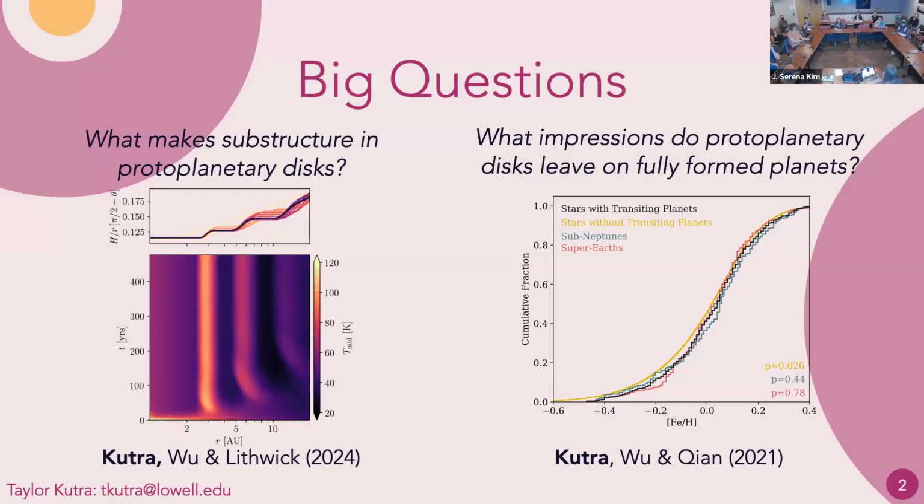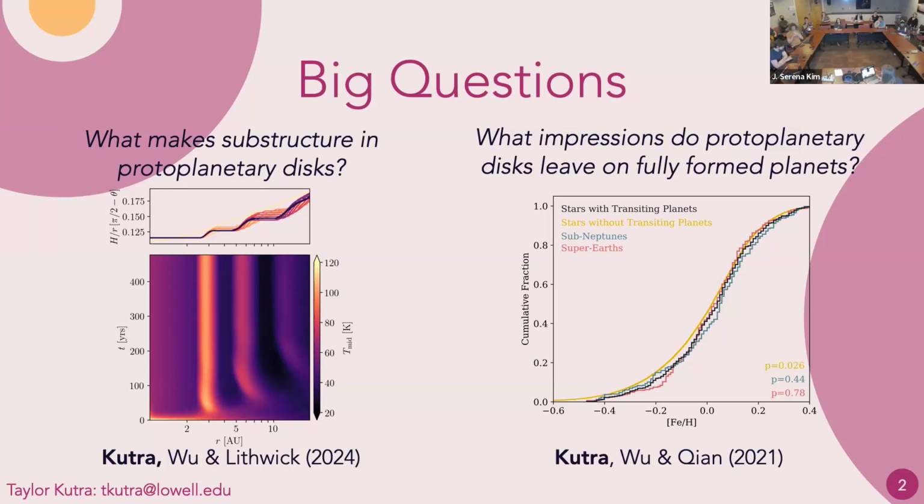And so in this talk, I want to talk about two big questions that have informed my work over the past number of years. The first one: what is the origin of these substructures in protoplanetary disks? Mainly here, I'm talking about the gap and ring type substructures, but nonlinear effects can do lots of fun things. And then I'm also going to talk a bit about the impressions that a protoplanetary disk can leave on fully formed populations of exoplanets.